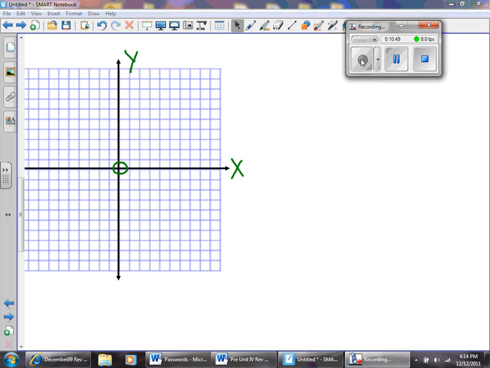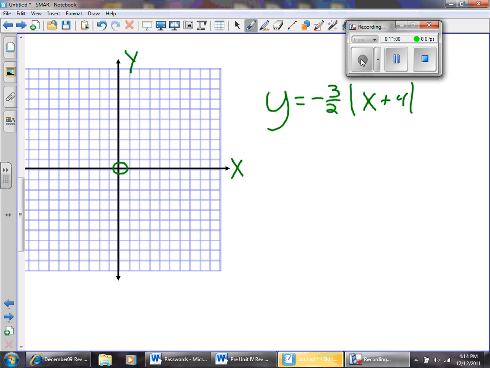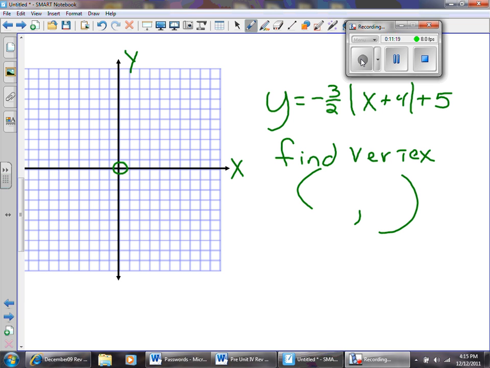And let's say I have an equation like y equals negative 3 over 2 times the absolute value of x plus 4, and we'll do plus 5. Okay. To graph a problem like this is simple. The first thing I need to do is to, one, find my vertex. For the x-coordinate of the vertex, I'm going to look here. I'm going to take that 4, only I'm going to change its sign. So the x-coordinate of my vertex will be negative 4.